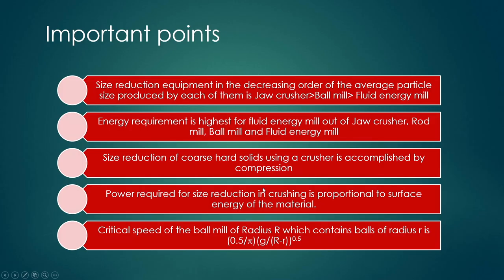Here are some other important points to remember. Size reduction equipment in the decreasing order of average particle size produced is jaw crusher, then ball mill, then fluid energy mill. Energy requirement is the highest for the fluid energy mill; in order, jaw crusher, rod mill, ball mill and fluid energy mill. Size reduction of coarse hard solids using a crusher is accomplished by compression. Power required for size reduction in crushing is proportional to the surface energy of the material, and the critical speed of a ball mill of radius R, which contains balls of radius r, can be calculated based on this equation.